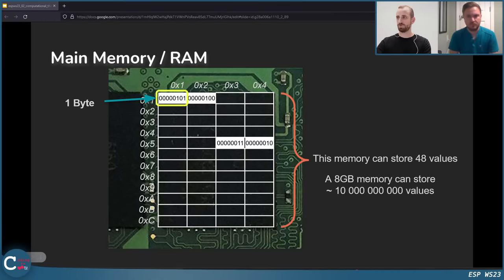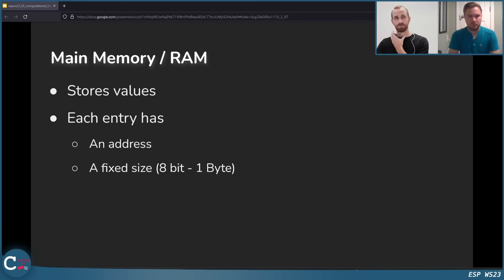In this example, this memory can only store 48 values, not that much. As a comparison, an 8 gigabyte memory can store about 10 billion values. Nowadays, 8 gigabyte is maybe not much, and most of you have 16 or even higher. But with 10 gigabyte, you can store 10 billion values, which is pretty much, I think. So the conclusion of the main memory, and of course, as I already said, this is just a basic overview: we can store values, and each of these entries has an address and a fixed size. Our fixed size was always 8 bits or 1 byte where we can store the values.